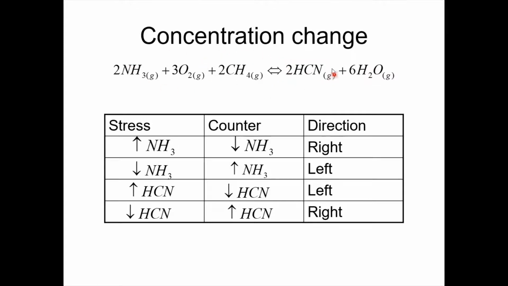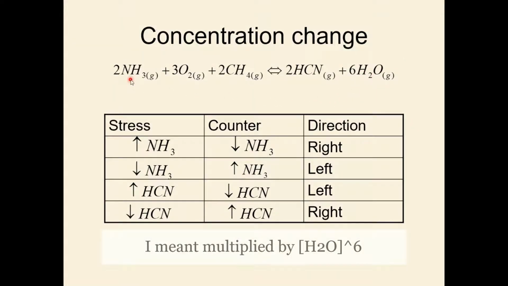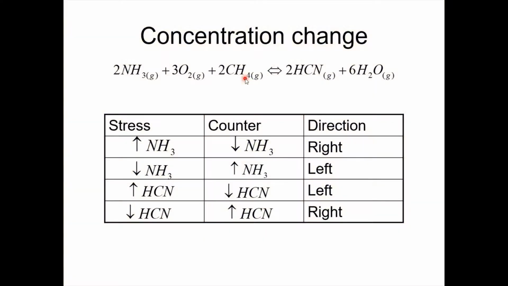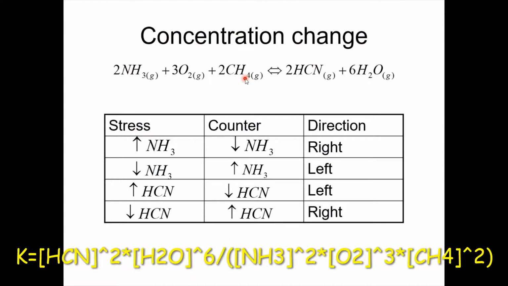So these are all at equilibrium. The concentrations of NH3, O2, CH4, HCN, and H2O are such that you are at equilibrium. And when you take the concentration of HCN squared divided by the concentration of H2O to the sixth, divided all that by NH3 concentration squared times O2 concentration cubed times CH4 concentration squared, when you plug those numbers in, you get a number, an equilibrium constant. And these concentrations match that equilibrium constant.